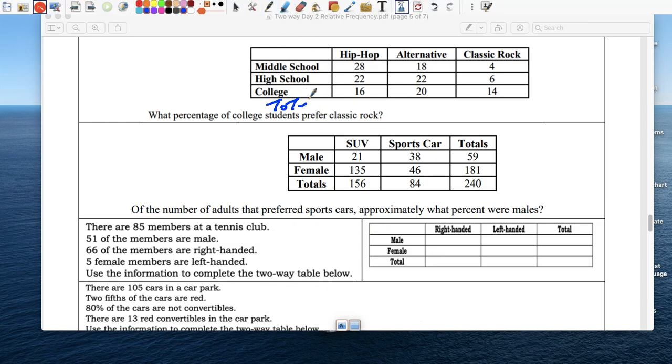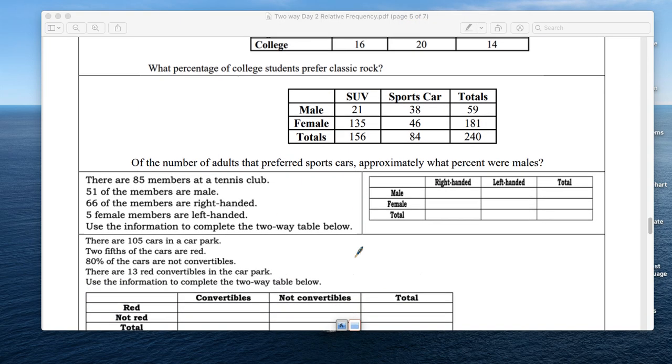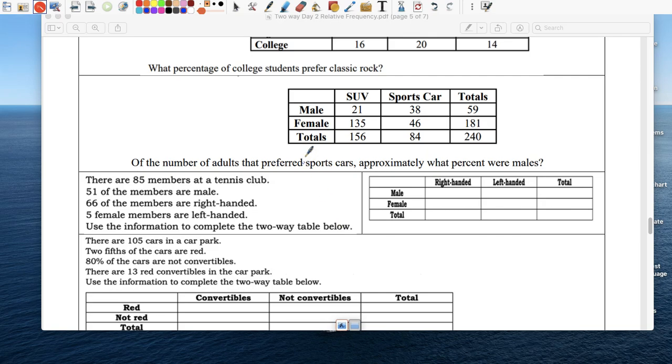Total again. So let's add them. 28 and 18 and 4. We get 50 over here. I think this is a repeat, by the way. We get 50. Yeah, this is a total. This is a repeat, so I'm not doing it. Again, we need a total here. Oh, there's a total. Thank you.